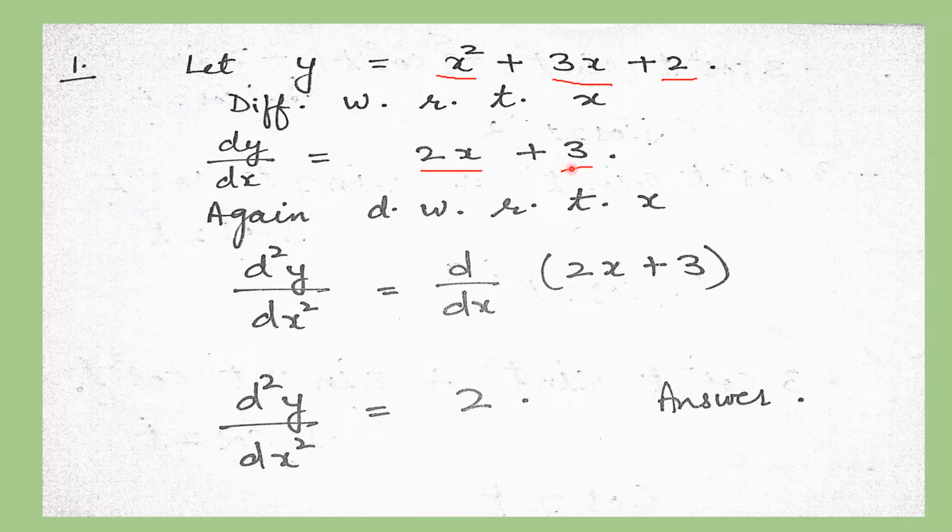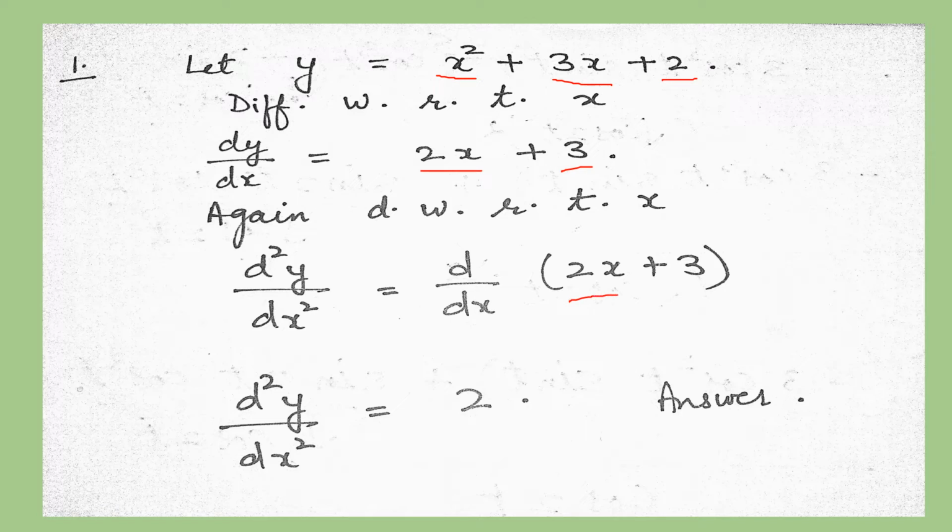Now for the second order derivative, you will be again differentiating. Again differentiate with respect to x. So d square y upon dx square, which means second order derivative, you are doing the derivative again. So this symbol d square y upon dx square is equal to d by dx, the whole statement as it is, 2x plus 3.